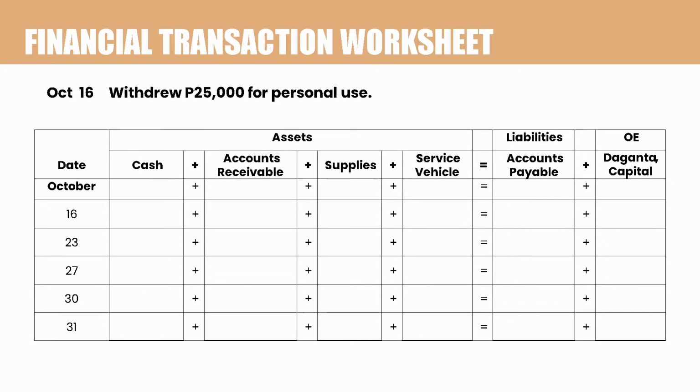For October 16, we drew 25,000 pesos for personal use. So, nabanggit na natin kanina about withdrawal. So, bawas sa ating cash and sa ating Daganta Capital na column. So, kapag withdrew, same with the nature of expenses, dapat negative din siya in form sa ating amount.